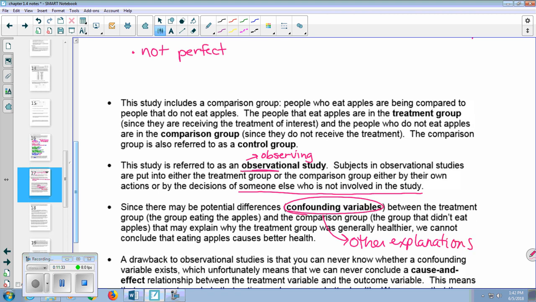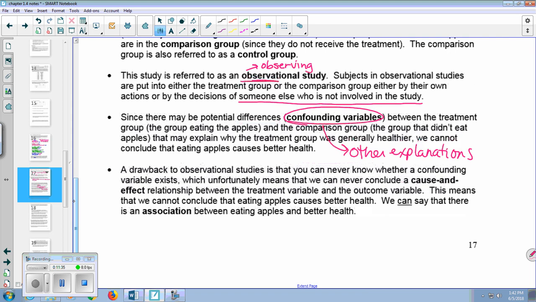Okay. And lastly, a drawback to observational studies is that you can never know whether a confounding variable exists, which unfortunately means that you can never conclude a cause and effect relationship between the treatment variable and the outcome variable. This means that we cannot conclude that eating apples causes better health. We can, though, say that there's an association between eating apples and better health.